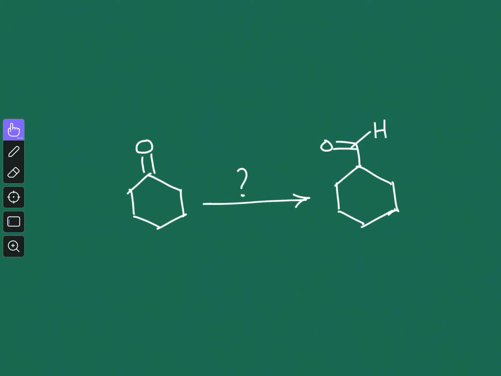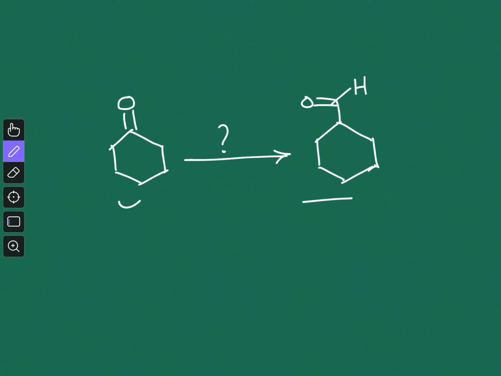So you have to convert this ketone to this aldehyde. Basically what you are doing is introducing one extra carbon, and you have to do this reaction using one name reaction. In one step you can do it, actually not in one step, but you have to use only one name reaction, and that will give a good yield.